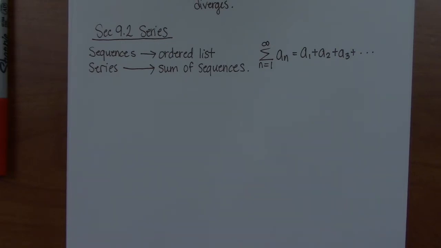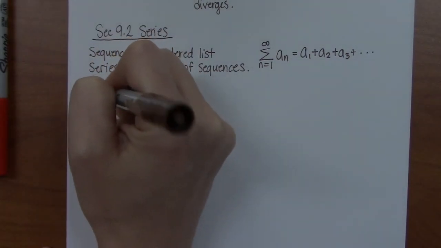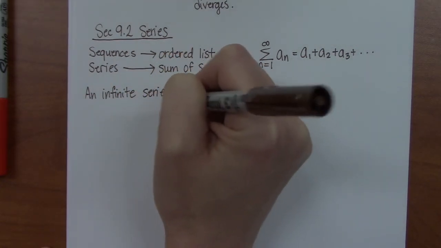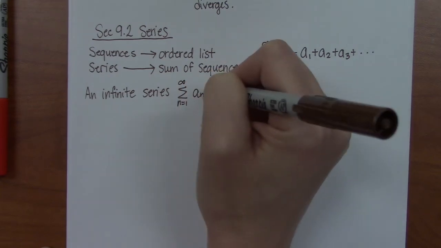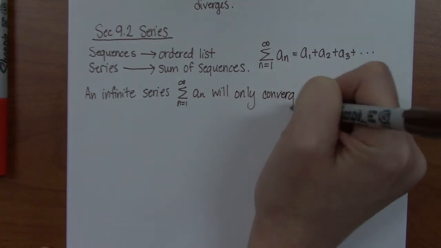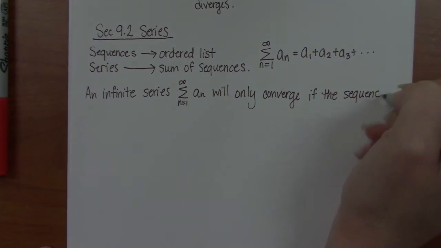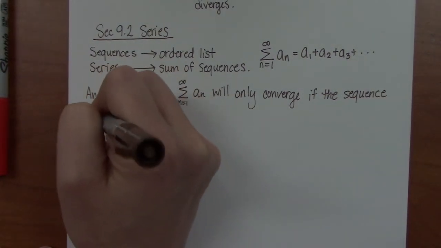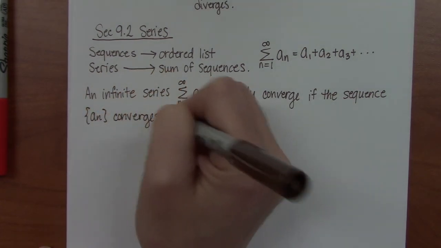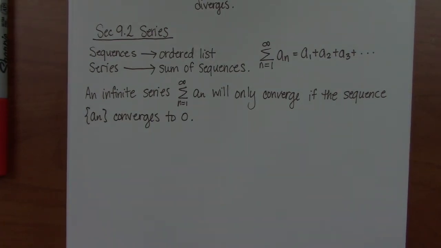So that means that an infinite series will only converge if the sequence converges to 0.